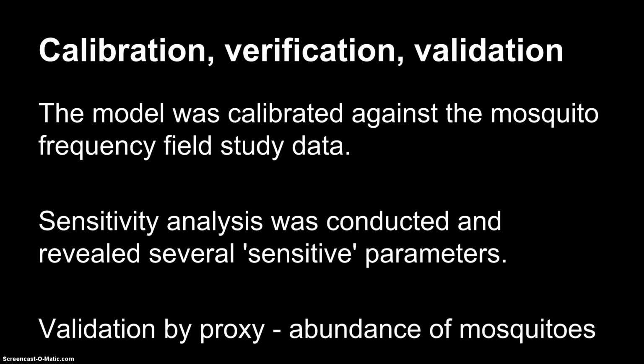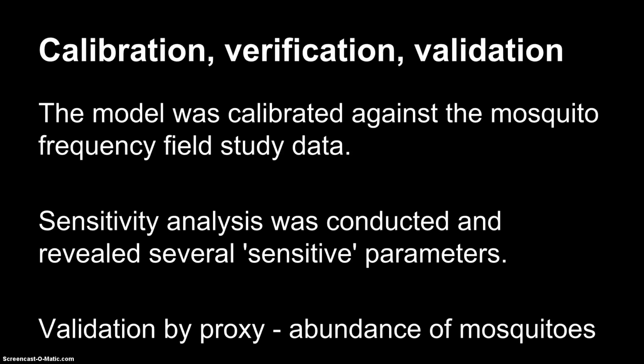So, calibration, verification, and validation. The model was calibrated against the field study data. The field study measured how many mosquitoes were in a trapping area, and what was calibrated was the reproductive rate of the mosquitoes. They calibrated it so that the number of mosquitoes in the model represented the number of mosquitoes in the field, and this was their step towards calibrating it.